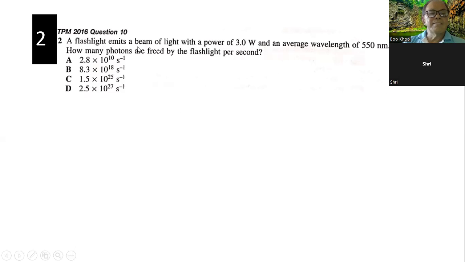A flashlight emits a beam of light with power 3 watt and an average wavelength 330 nanometer. How many photons are emitted by the flashlight per second? Yep, what's the answer? All this should have been done at home already. Then we can go faster in the class.